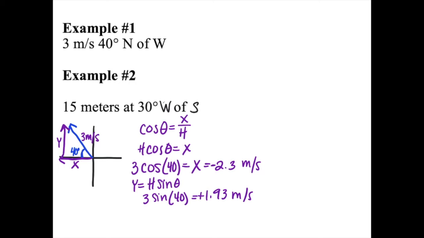Now for the second example, same deal. I'm mainly doing two to show you you're not always going to use cosine for x and sine for y. So when sketching this out, it's 15 meters, 30 degrees west of south. So it's going off in this direction, and it's going to touch the south axis. So 30 degrees, your magnitude will be 15 meters.